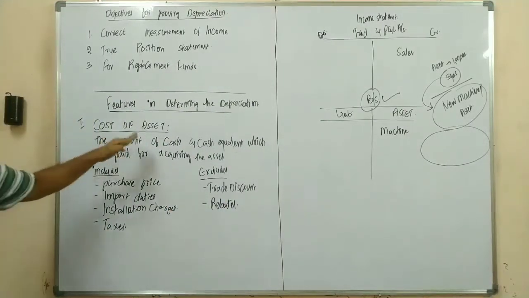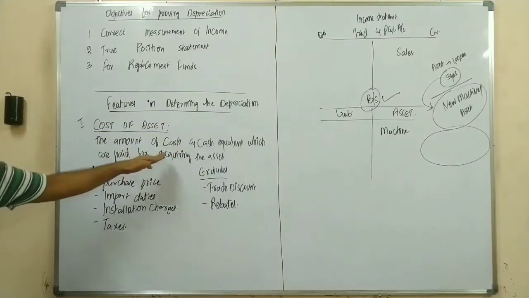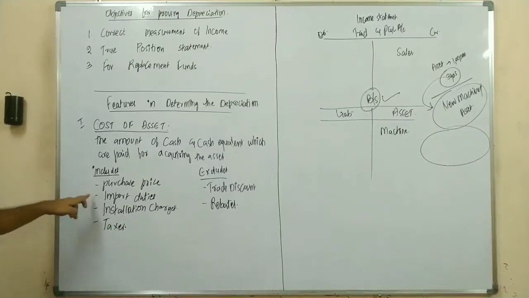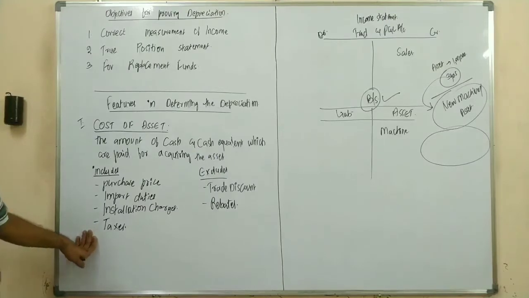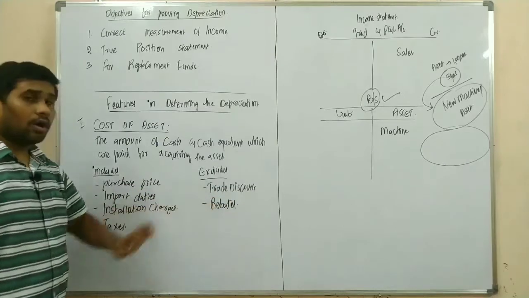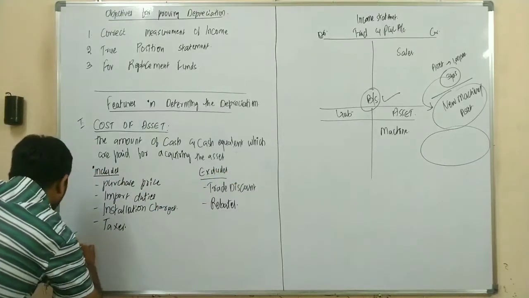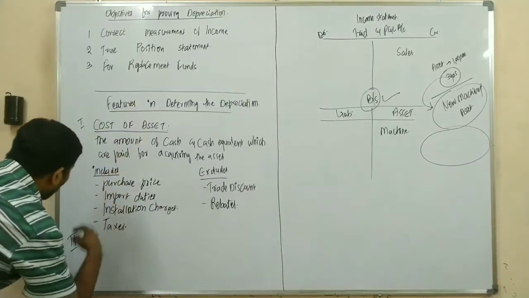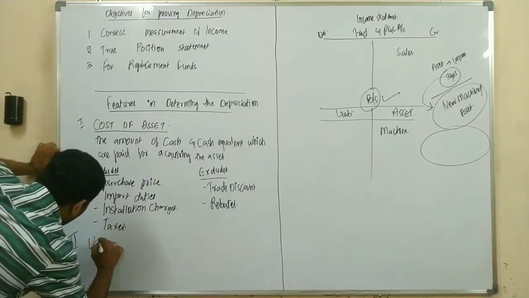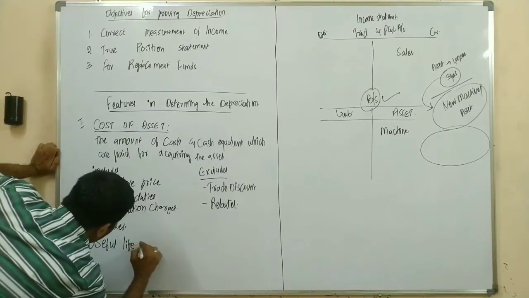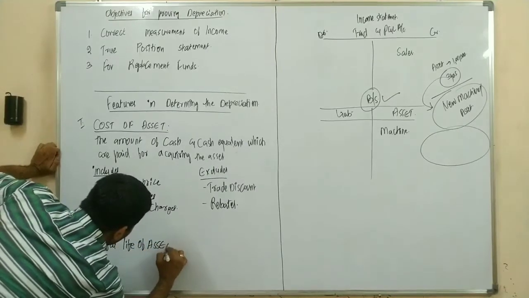Cost is nothing but the amount of cash or cash equivalents which are paid for acquiring the asset. So that cost includes your purchase price, your import duties, your installation charges, and some taxes if you are supposed to pay to the governments, and excludes your trade discount and your rebates. The second feature in determining your depreciation or measurement of depreciation would be your useful life of asset.